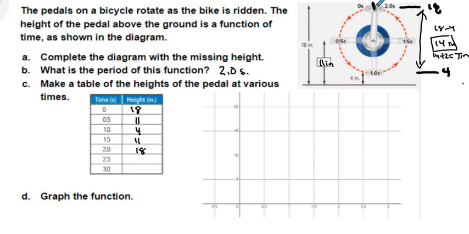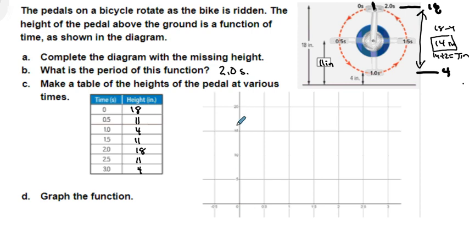At 2 seconds, we're here. So another half second, which is 2.5, is going to put us right here again, at 11. And then at 3 seconds, that means we've done 1.5 rotations, so that'll put us at the bottom, at 4 inches. So we got 18, 11, 4, 11, 18, 11, 4, and you can kind of see how that's going. So let's graph this thing.